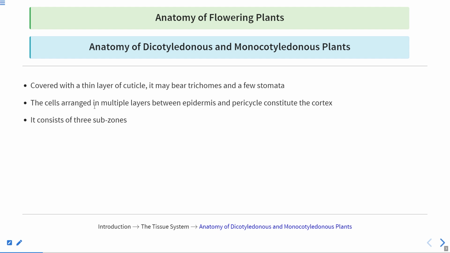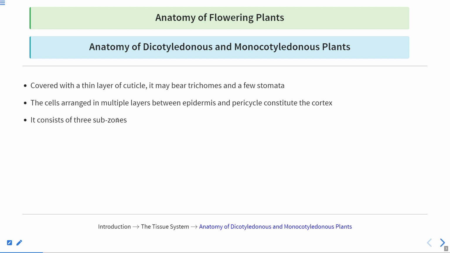The cells arranged in multiple layers between the epidermis and pericycle constitute the cortex. Okay, and among these cells, you can see the collenchyma cells, the parenchyma, then the endodermis, then the pericycle. So all these up to the pericycle constitute the cortex region. The arrangement of cells between the epidermis and pericycle is called the cortex. Okay, now it consists of three subzones.